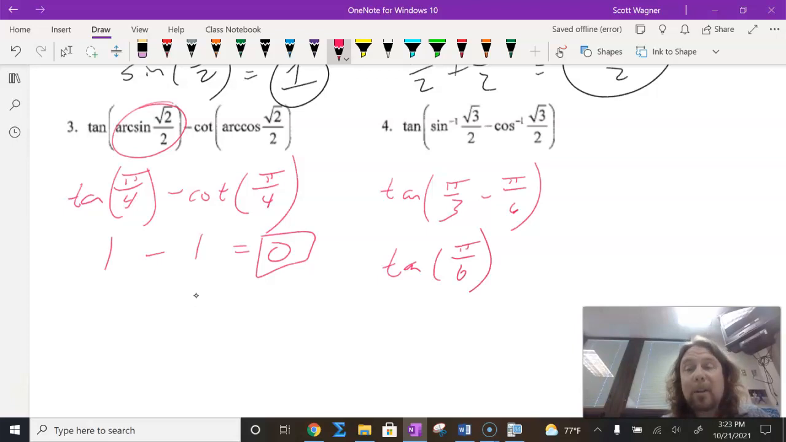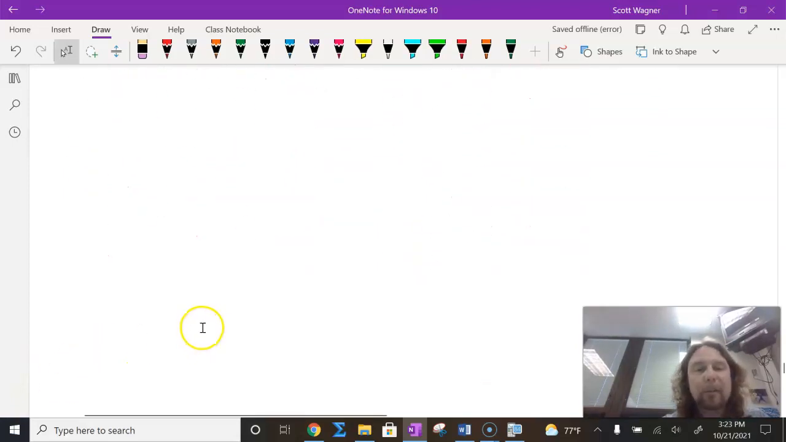Just like so, and then I've got to make sure I calculate the tangent of pi over 6. When I do that, I get root 3 over 3. I can box that in, and I'm in good shape. All right, last couple problems here for you.